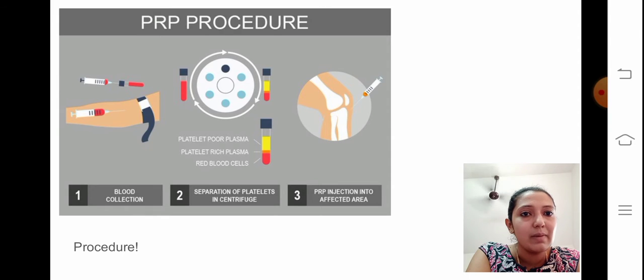So the plasma has antibodies. That is from the patient who has recovered from the infection. Those patients will have plasma with antibodies which can fight against the infection. So that plasma is obtained and that plasma is injected to the tendon.